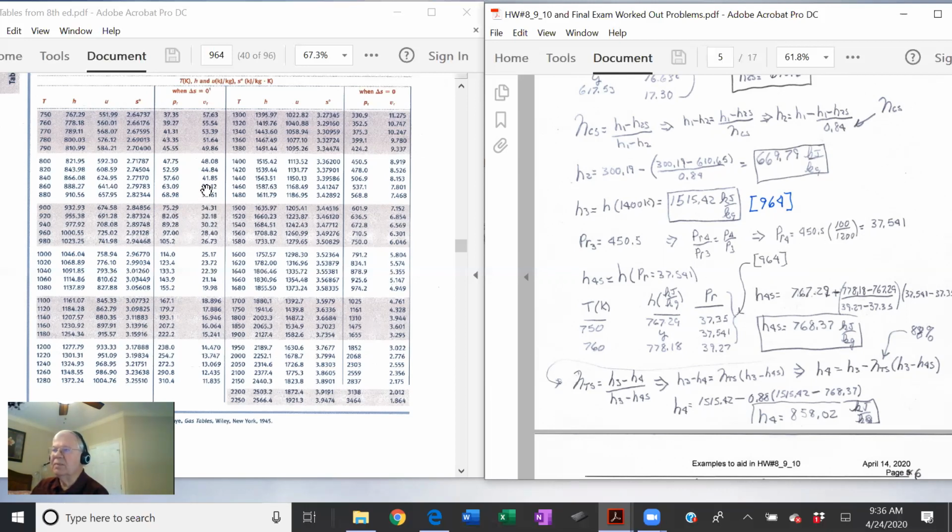So I look back at my table. Looks like it's right between here. So it looks like that temperature, and I don't have to calculate it, by the way, is about 870 degrees or so. H4S is whatever enthalpy is associated with 37.541. So I have to interpolate again. I think I looked at 37.541.